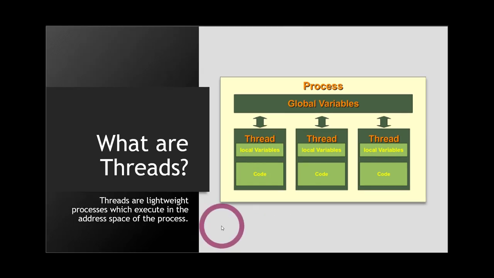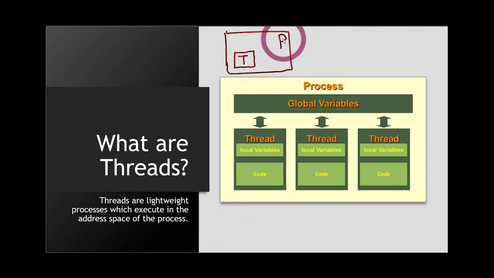By using the address space of a process, what we mean is, let's suppose this is the address space of any process. Now when a new thread is created, it is given a segment or a section in the address space of the process. So the thread shares the address space of the process which created it.